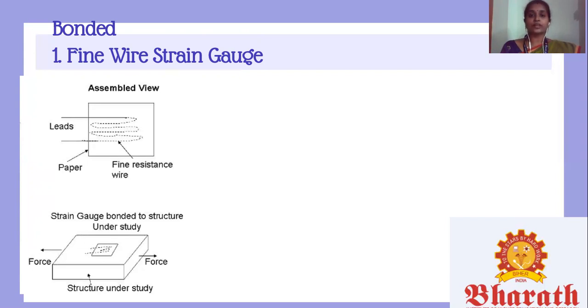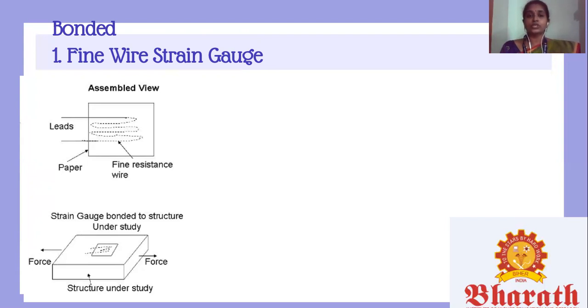The resistance wire is placed between two carrier base materials, that is paper, bakelite or Teflon, which are connected with each other. The carrier protects the gauge from damage. Leads are provided for electrically connecting the strain gauge to measuring devices like a Wheatstone bridge.